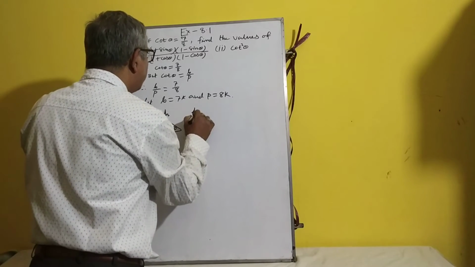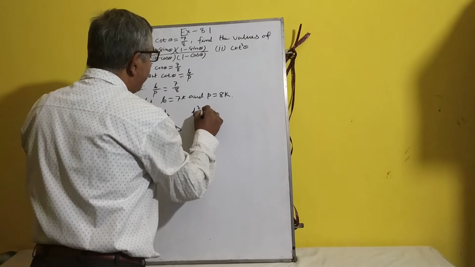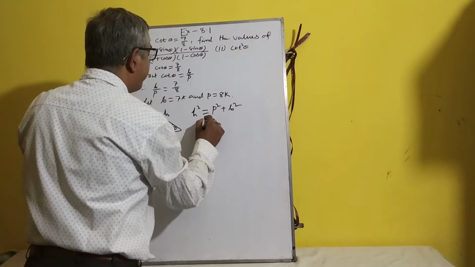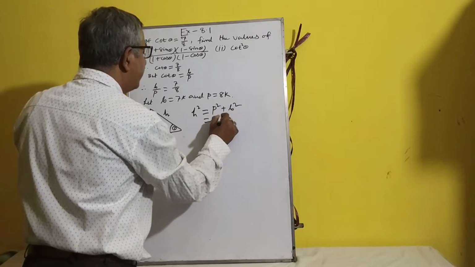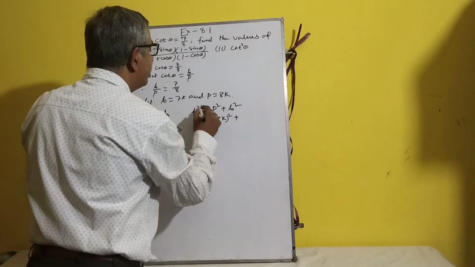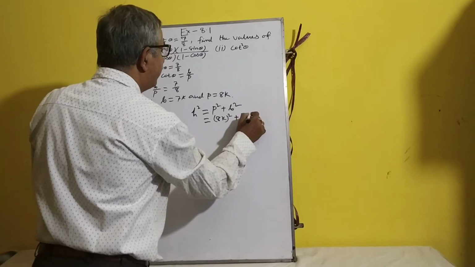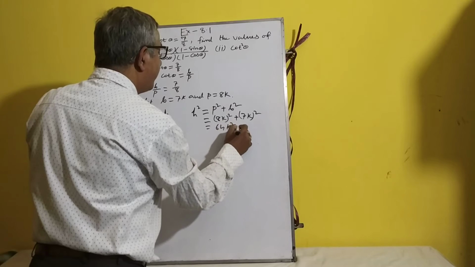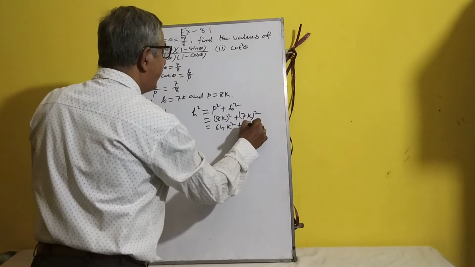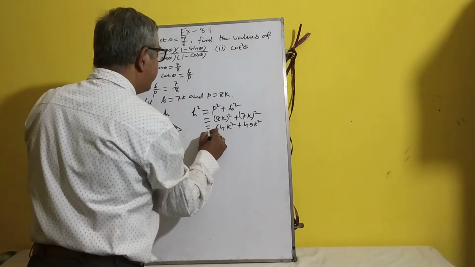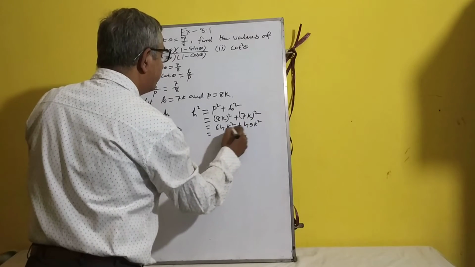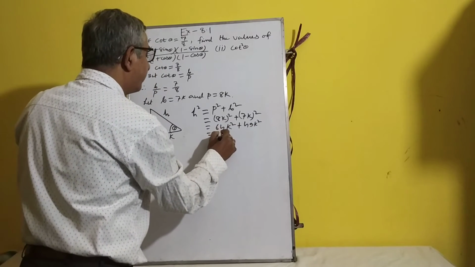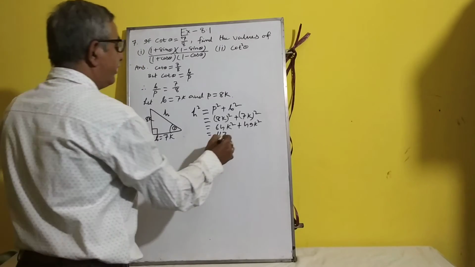Hypotenuse is equal to, you know that h square is equal to perpendicular square plus base square. Here perpendicular is 8K, so (8K) square, and base square is (7K) whole square. 8 8 is 64 K square, 7 7 is 49 K square. You add these two, you are getting 113 K square.